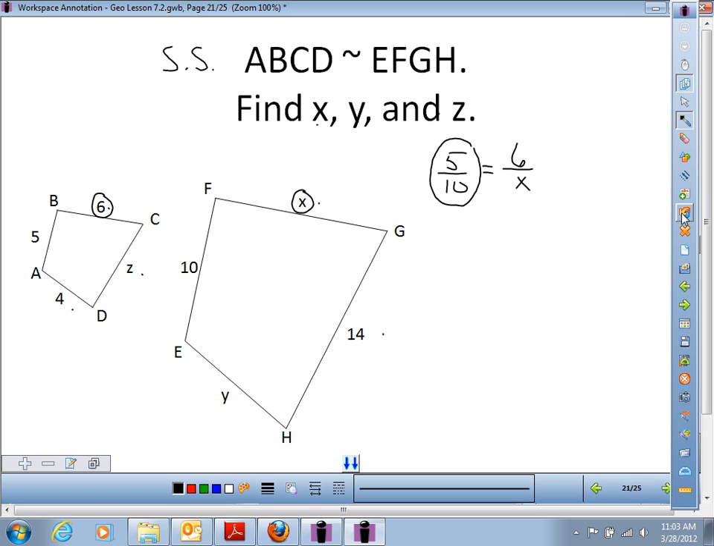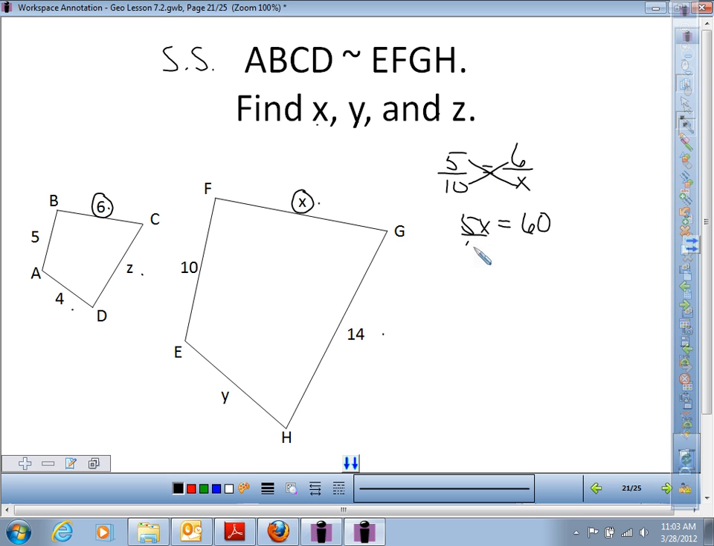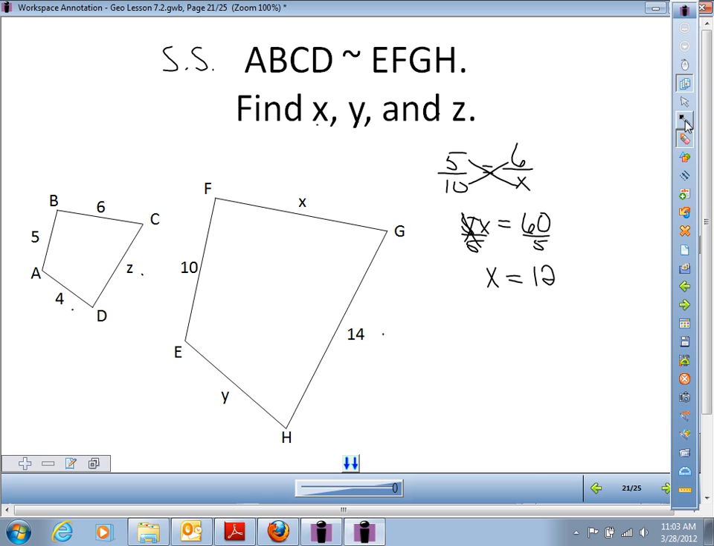Well, yeah, 5/10 simplifies to a half. So if we wanted to use a half here instead, we could do that. Now, I'm going to do the work as is. So I'm going to cross multiply. 5 times x is 5x. 10 times 6 is 60. So we divide by 5, and 60 divided by 5 is 12. Now I'm going to show you a way we can actually simplify that process here in a second. So x is 12. All right, let's go find y now.